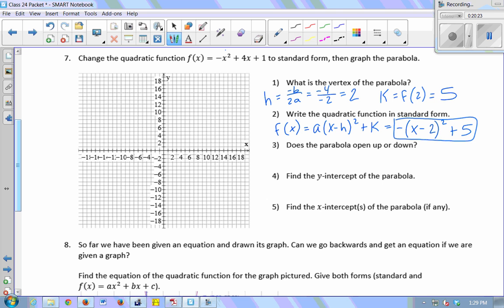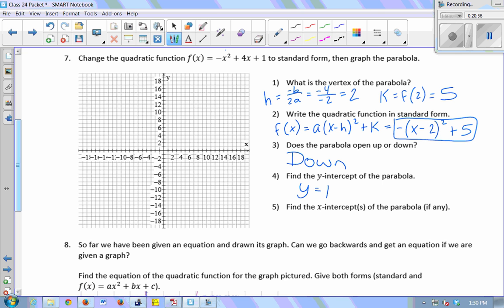Does this parabola open up or down? Down, because the a value is negative. Find the y-intercept. How do I do that? Plug in 0. I can plug 0 into the original, ax squared plus bx plus c, or the standard form. I should get the same answer. Plugging into the original is easier because x squared and 4x, when you plug in 0, are both 0. So my y-intercept is 1.